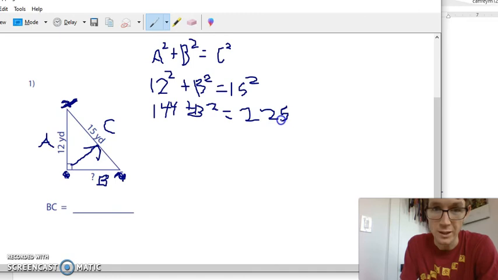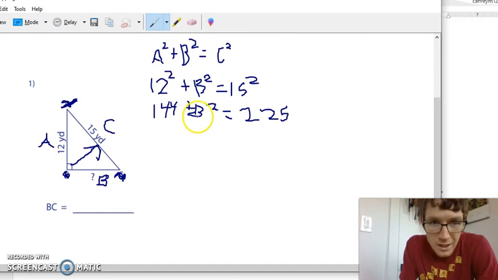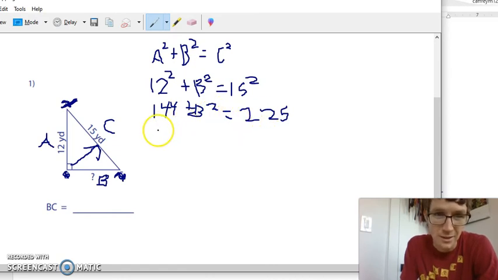I want you guys to be careful when we square something, we're not multiplying it by 2. I see a lot of people say 24 here. I see a lot of people say 30 here. You've got to square it. You've got to multiply the number that's being squared by itself. Okay, so this right here is a B. It looks a little funny. So 144 plus B squared equals 225.